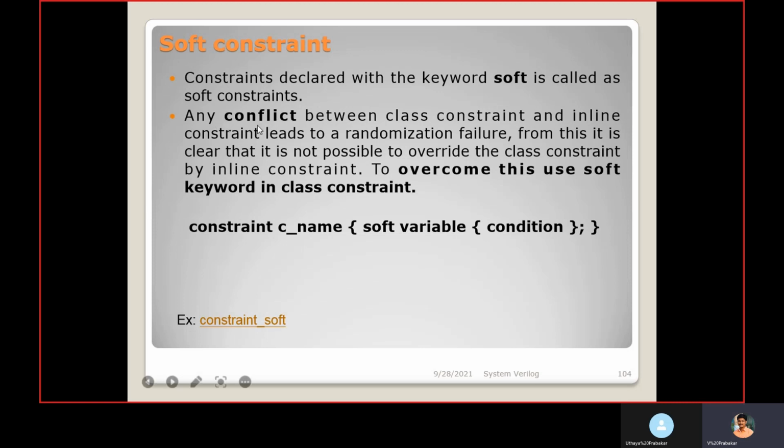To avoid the constraint conflict, we are using this soft keyword. To overcome this constraint conflict, this is the general syntax: constraint name, and soft is the keyword used before the variable name. Then you can mention it here. After that, you should put a semicolon for all the constraints.